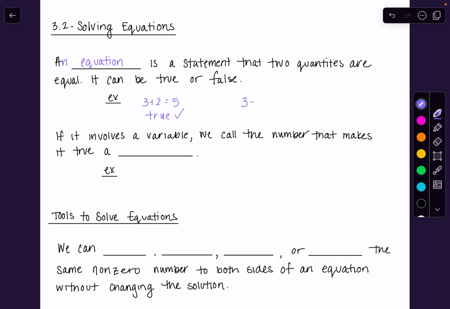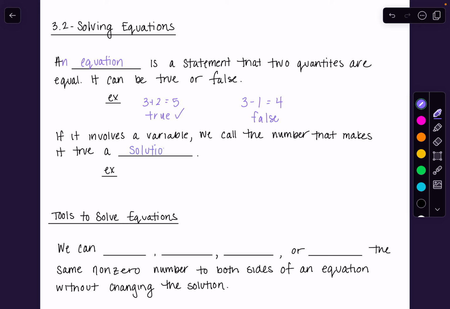But if I say 3 minus 1 equals 4, well, that's not true. 3 minus 1 is 2. So these two are not actually equal to each other. This is a false equation. So what happens is when I set up an equation involving some unknown, which we typically use a variable for, we call that number that makes it a true statement a solution.